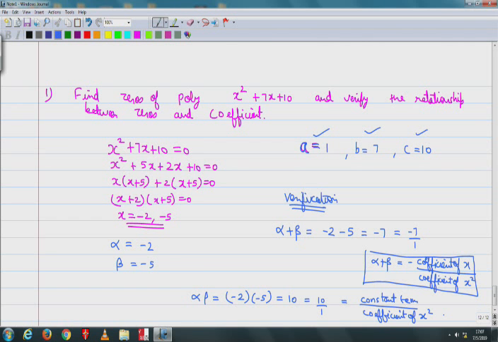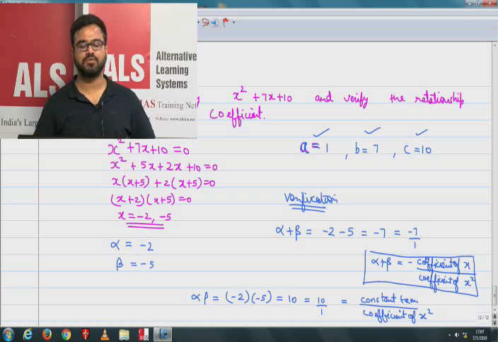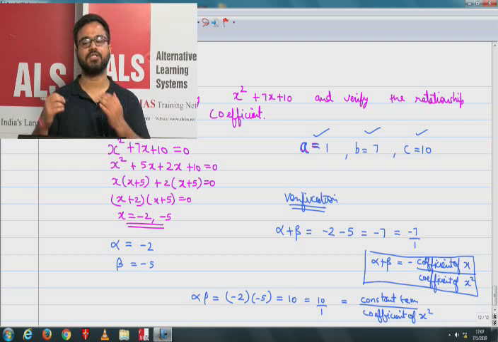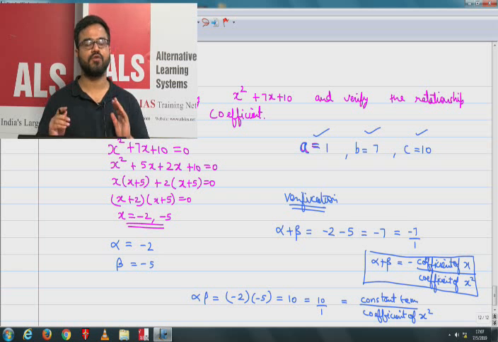This is the thing which you have to do: find the zeros and show the sum of zeros is nothing but minus coefficient of x over coefficient of x square, and the product of zeros is the constant term over the coefficient of x square. This is called the verification of the relationship between the zeros and the coefficient. Is that clear till now? Please raise your hand if you got this concept.